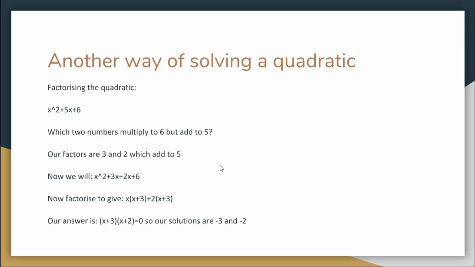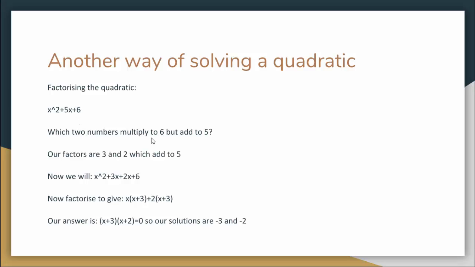Another way of solving a quadratic is factorizing. So here in my example, I've got x squared plus 5x plus 6, and I will do it here visually. You normally do x squared here, and then 6 here. The x squared is only 1 for your a, so a times c is 6. So which two numbers multiply to 6 and also add to 5, because 5 is your b?